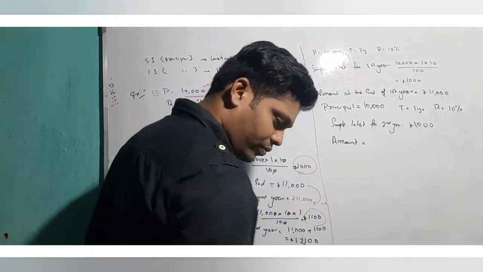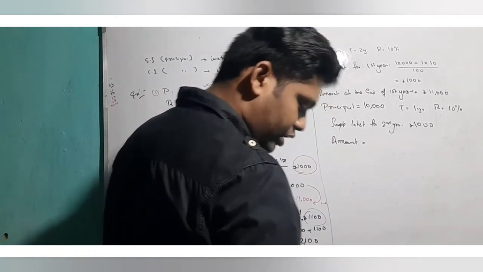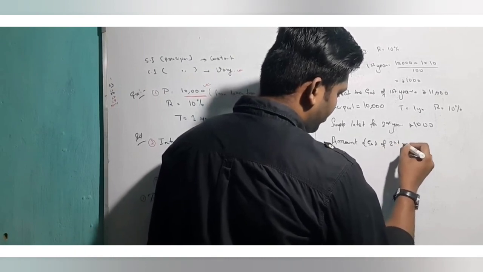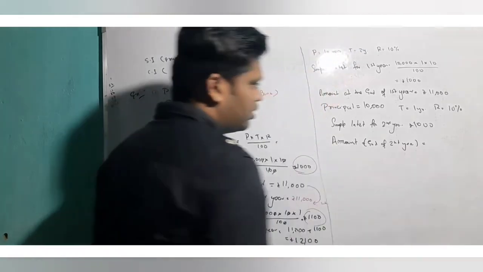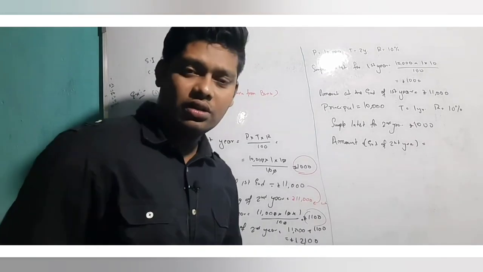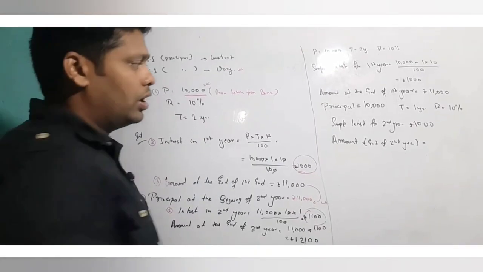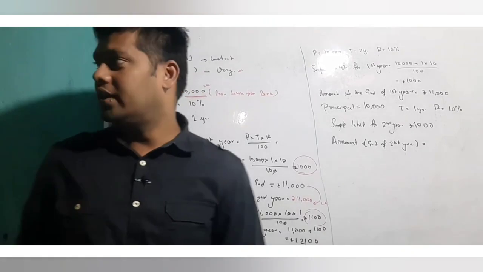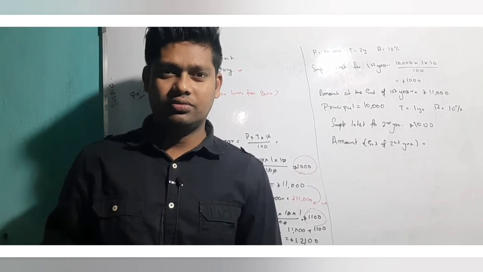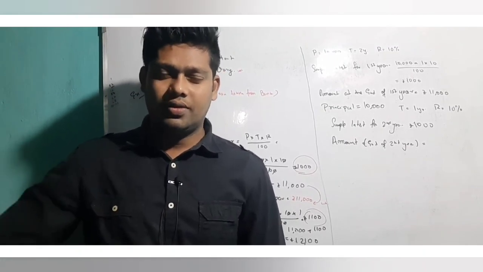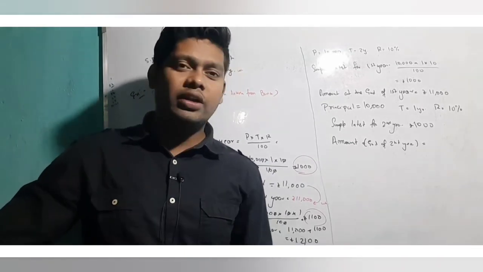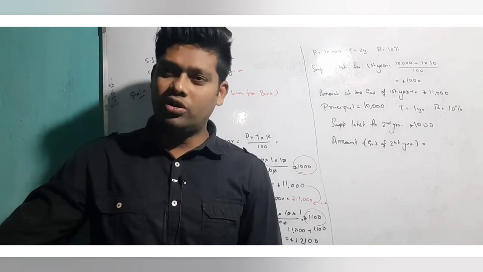What will the amount be at the end of the second year? Principal plus interest. For the amount at the end of the year, in this case we will add the amount of the first year with the interest of the second year. So what you have to do is this.